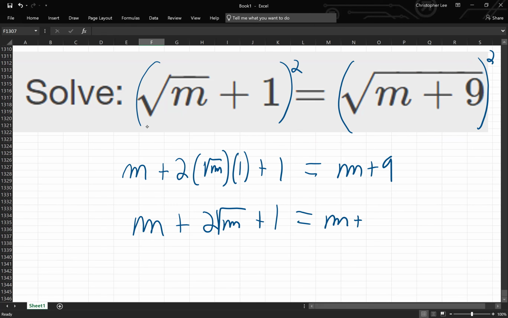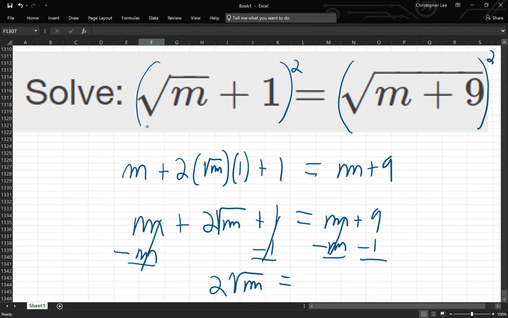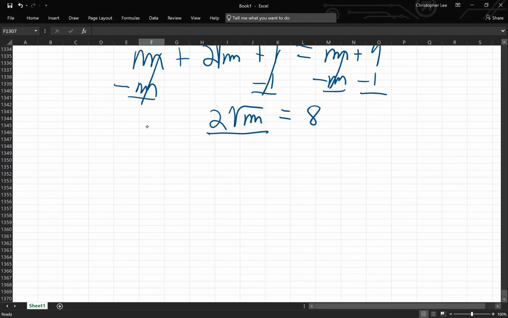I want to isolate the radical, so I'm going to subtract m from here where what I do to one side, I got to do to the other. I'm going to subtract 1 from here. So now I have 2 square root m is equal to 9 minus 1. What's that? 8. After that, what do I want to do? I want to divide by 2, get m by itself. What I do to one side, do to the other.